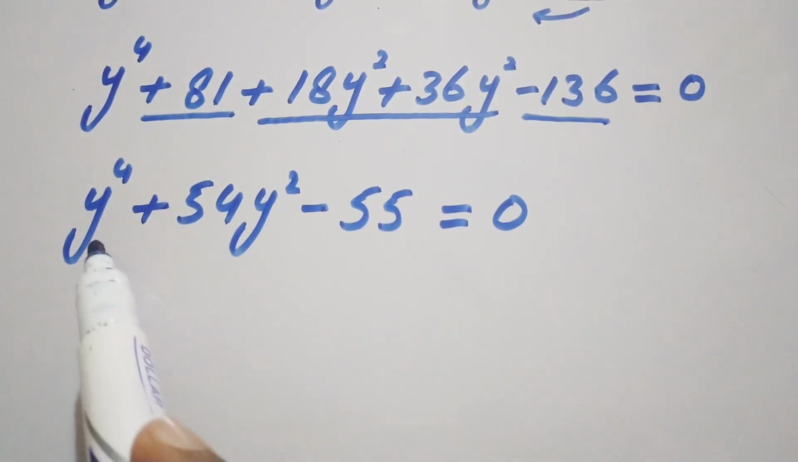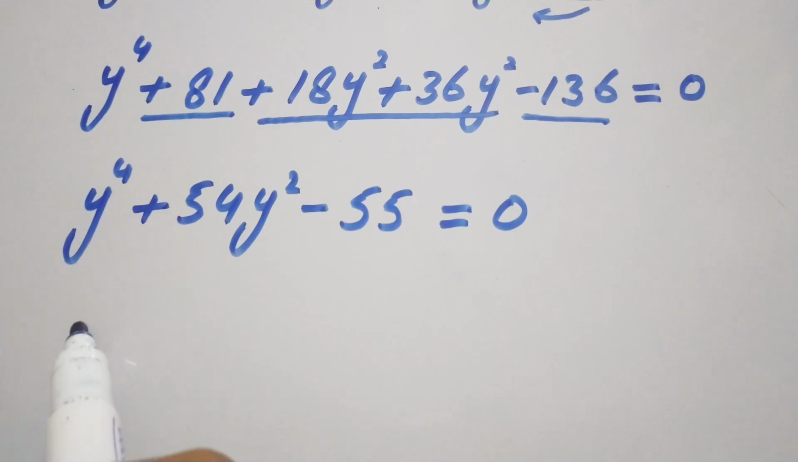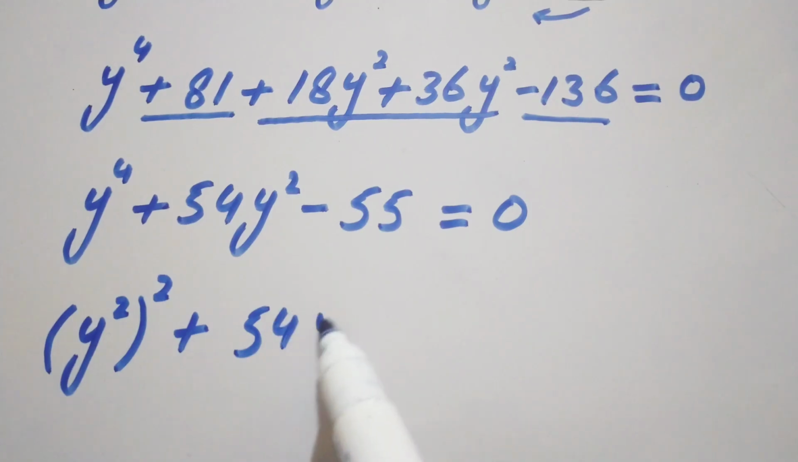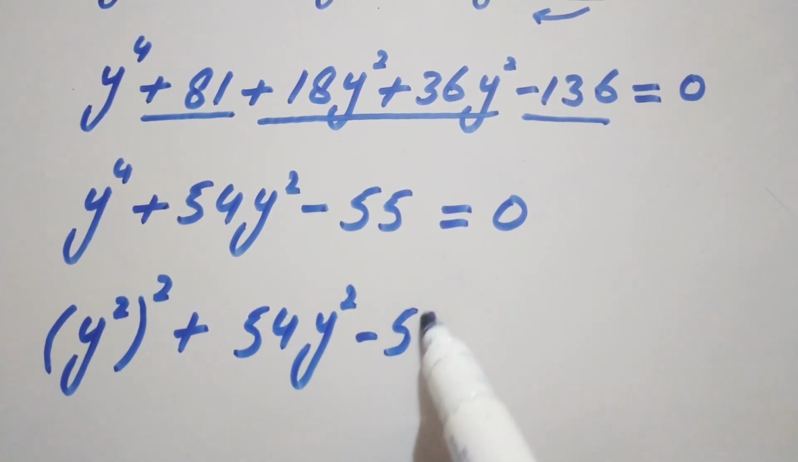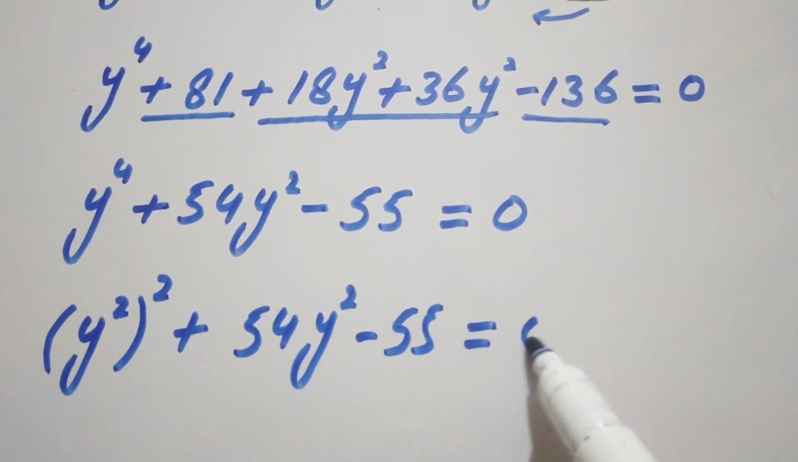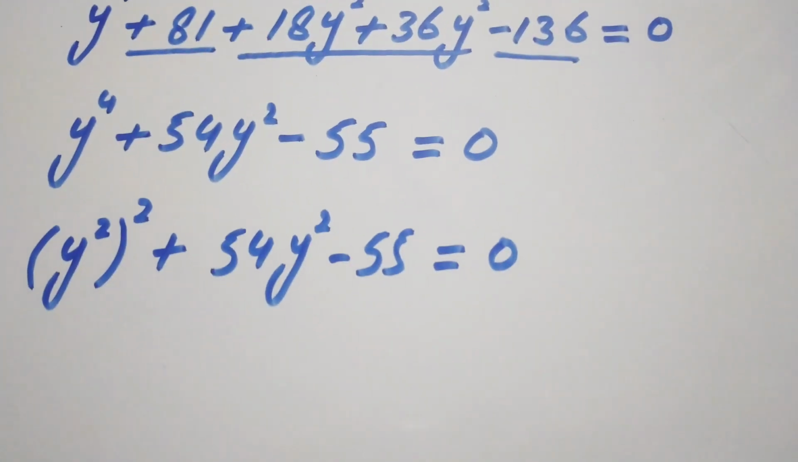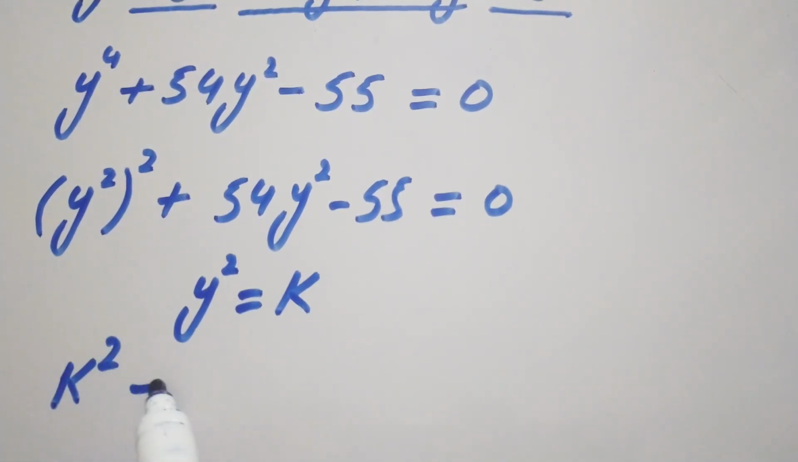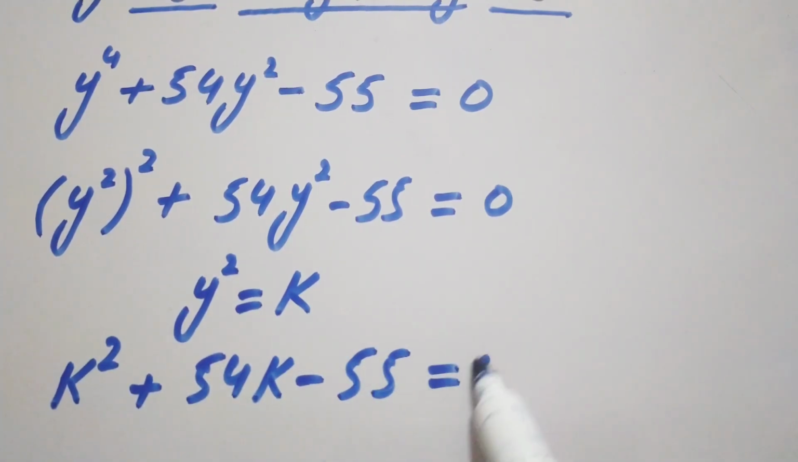Now this is a quadratic equation. We can write this as y to the power 4 plus 54y squared minus 55 is equal to 0. So if we suppose that y squared is equal to k, then this equation will become k squared plus 54k minus 55 is equal to 0.